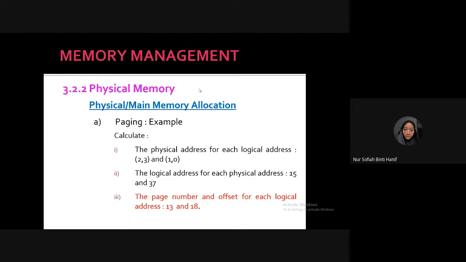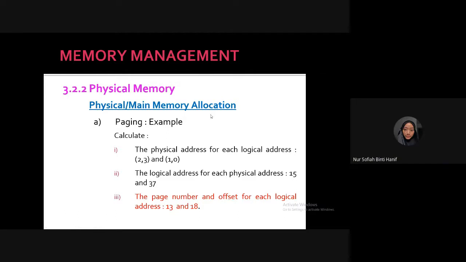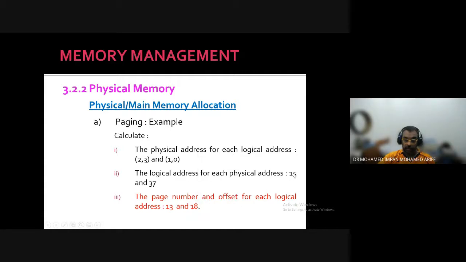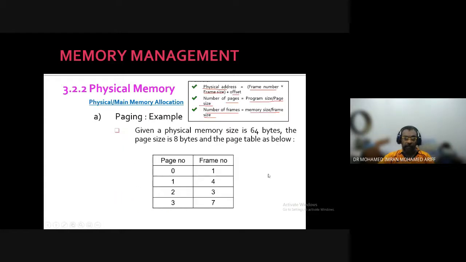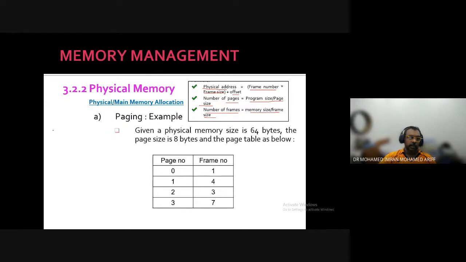For the physical address equals to... Okay, physical address equals to? Frame number times frame size plus offset. Okay, let's write that down first. So this is our formula, right? The top one here. So the physical address is 15, right? Physical address is 15. Okay.